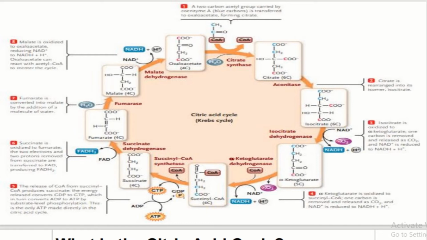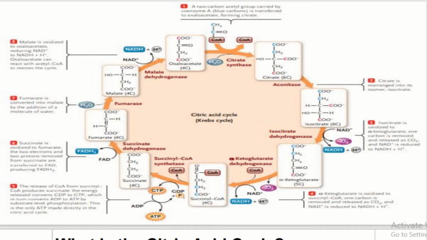Succinate is oxidized to fumarate. The 2 electrons and 2 protons removed from succinate are transferred to FAD, producing FADH2. Then fumarate is converted into malate by the addition of a water molecule. Malate is oxidized to oxaloacetate, reducing NAD+ to NADH and hydrogen. Oxaloacetate can react with acetyl coenzyme A to re-enter the citric acid cycle.